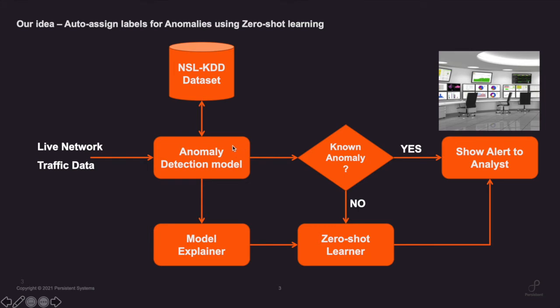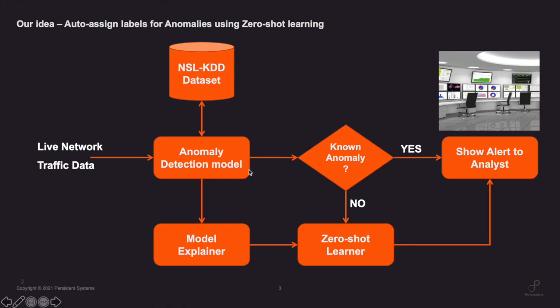So what we are looking at is an anomaly detection model. In our case, we use the isolation forest algorithm for it. We trained it on the NSL-KDD dataset because NSL-KDD really has some good label data, and we could correlate the anomaly label to the features. And then we have a model explainer, where we use SHAP to explain the isolation forest, and then use that to train a zero-shot learner.